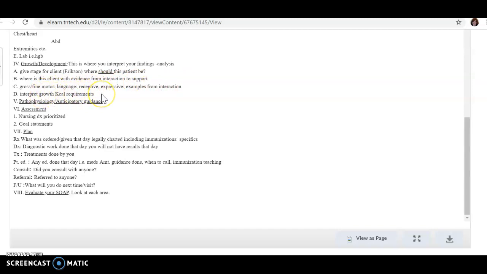For kilocalorie requirements, you are only going to do kilocalorie requirements for a pediatric patient or for an adult who is having some nutritional issues. Perhaps they may be undernourished due to their disease condition. They may have a feeding tube, something like that. But other than that, you can put NA or none.